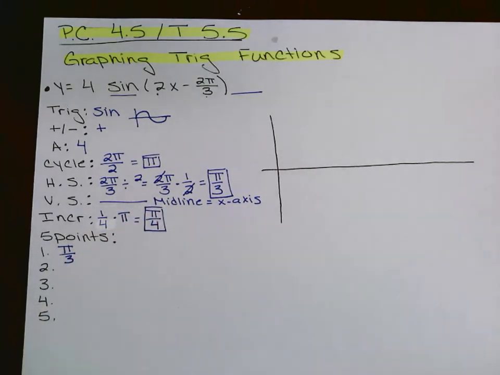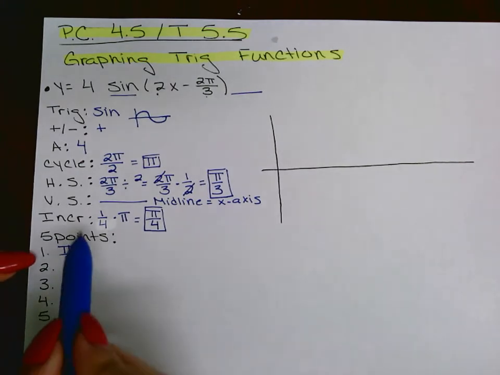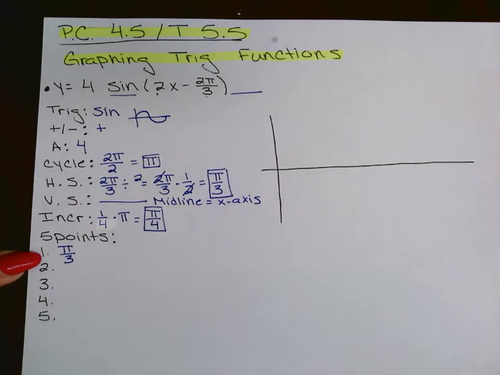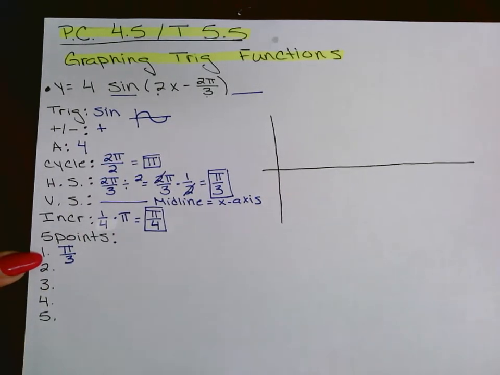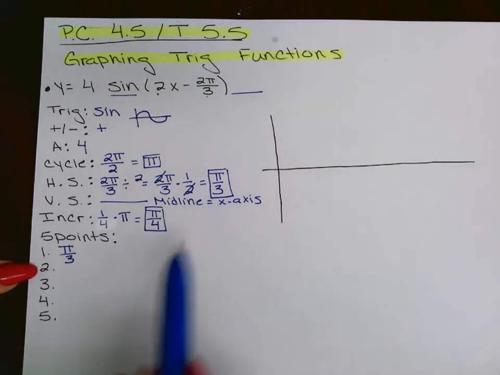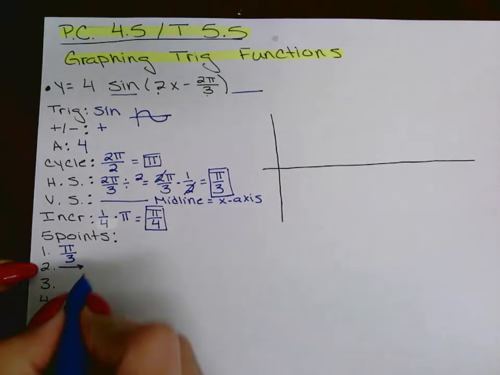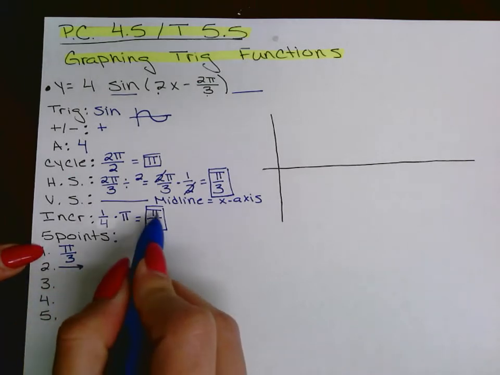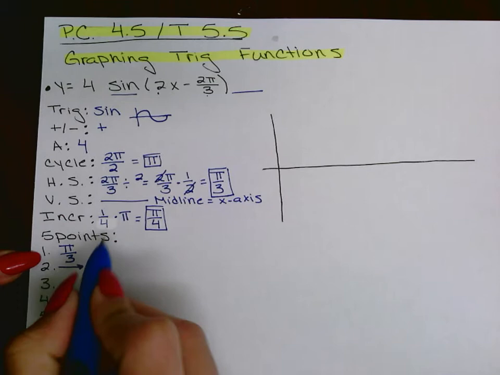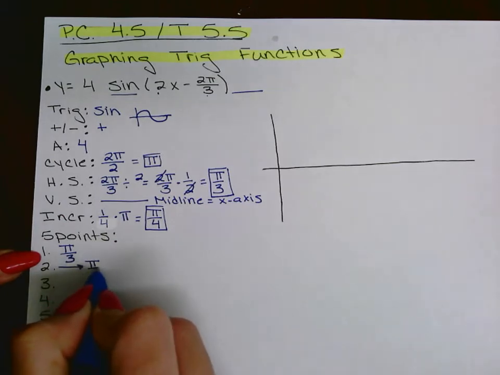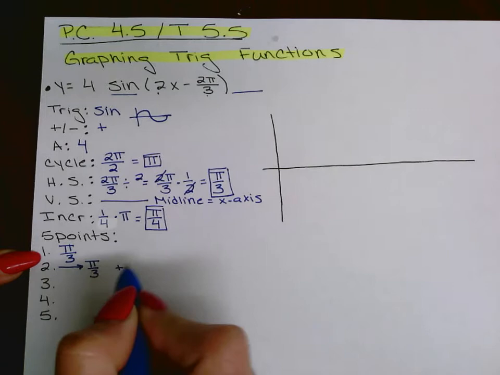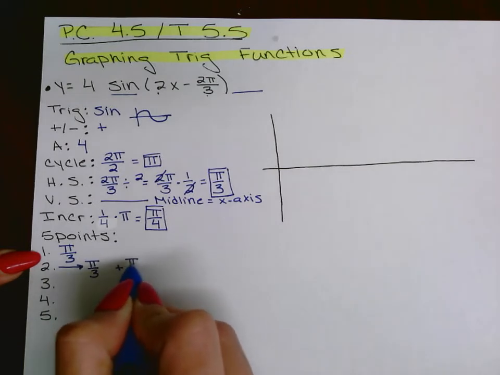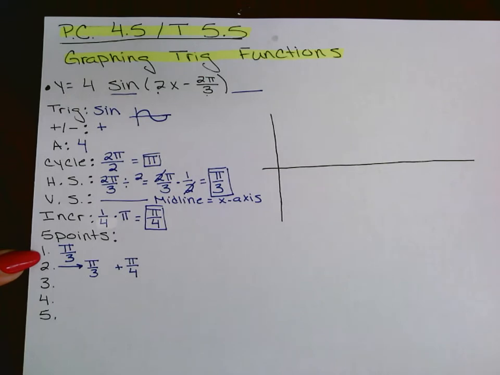So now I'm ready for my 5 points. This is probably the most meticulous part of the problem. I need to add this increment to my 5 points. So I already solidified that based on the horizontal shift, my first point is at pi over 3. But now my second point is me adding pi over 4 to where I was. So I need to say my previous point, which is pi over 3, plus my increment, which is pi over 4. What do I have to do when I add those two numbers? I need a common denominator.